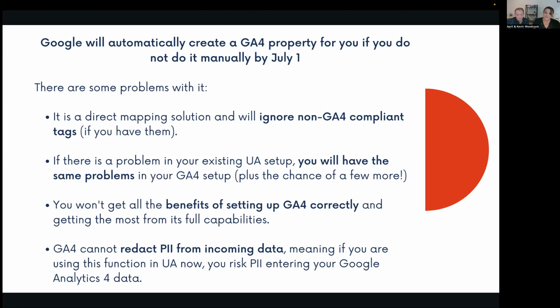And then GA4 can't redact PII, which is personally identifiable information. So if you're using that function in UA, it's something that won't be part of Google Analytics 4. And where the capabilities of GA4 for personal data are still being explored through custom setups, you're far better off setting it up yourself rather than them just saying no, it's not coming over.